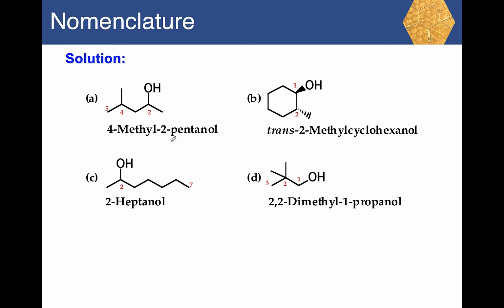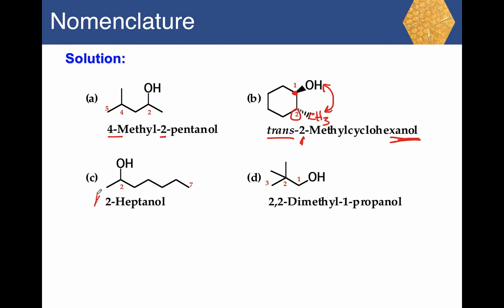This one is pentanol, 1, 2, 3, 4, 5. And the OH is on number 2, and there's a methyl here. Notice the trans, because we have here a trans arrangement of these 2 groups. One is up and one is down. And of course, start here for number 1 because we're naming it as an alcohol. So this is 1, 2, 3, 4, 5, 6 cyclohexanol, 2-methyl because of that 2.